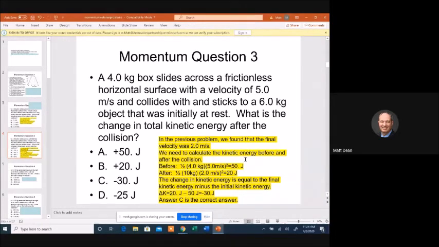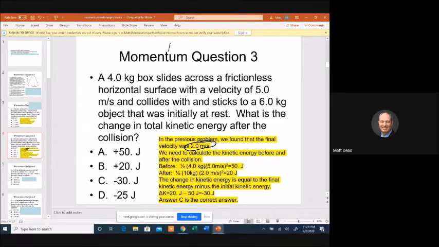So in the previous problem, we found the final velocity of the two objects when they were connected was 2 meters per second. We need to calculate the kinetic energy before and after the collision. So before the collision, the only thing that had any kinetic energy was the 4 kilogram box.